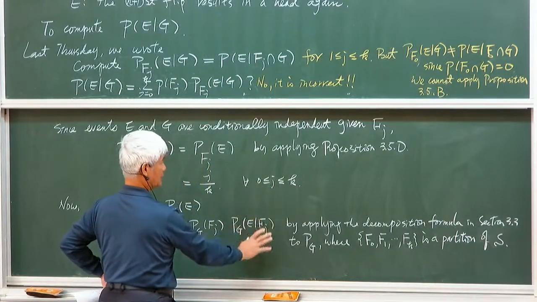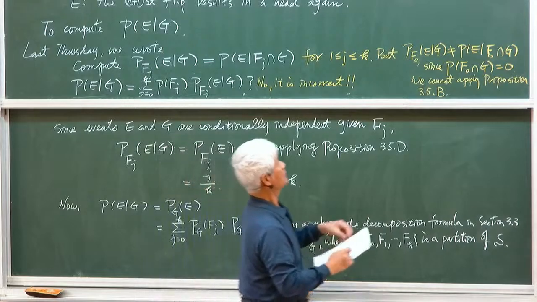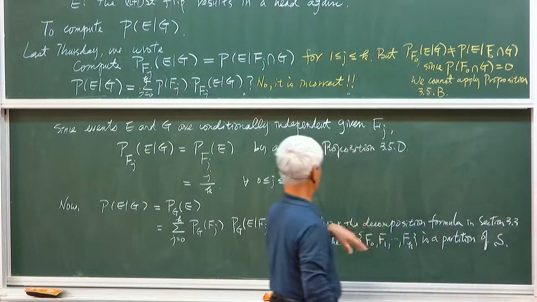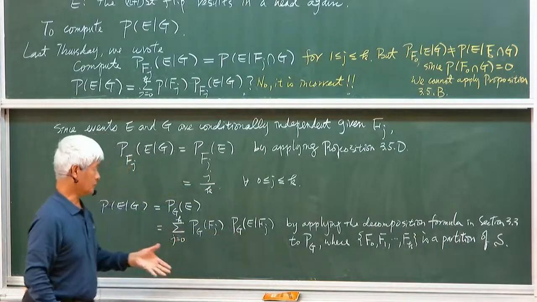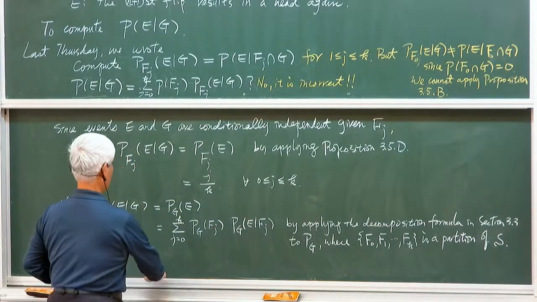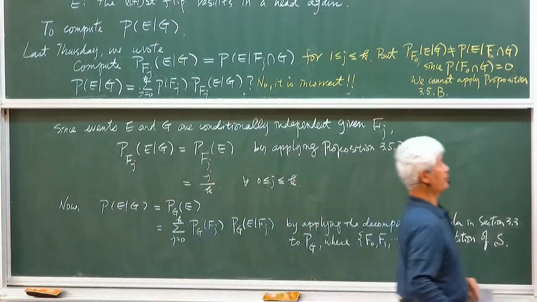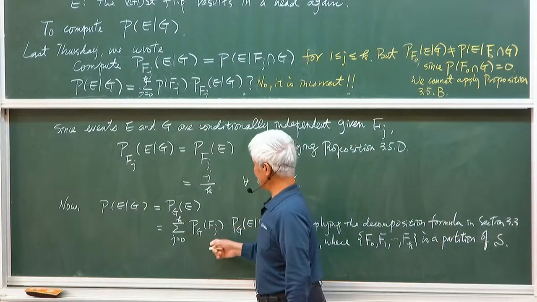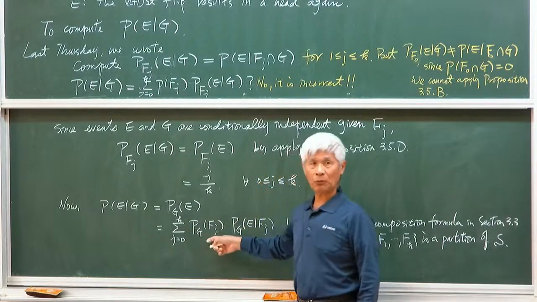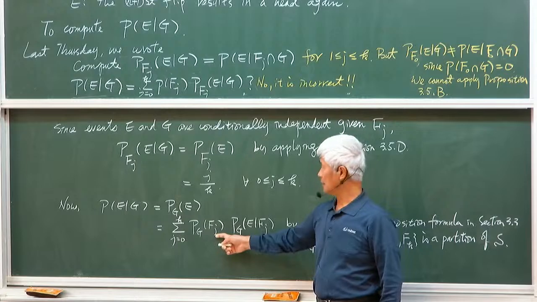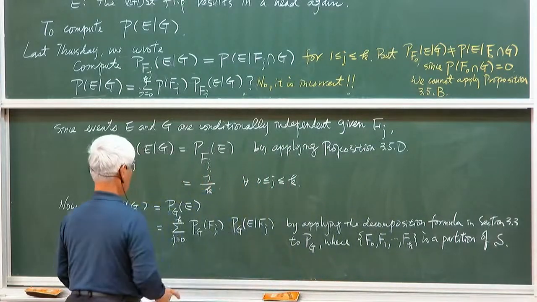If j is from 1 to k, then no problem. You can apply proposition 3.1.b. But if j is 0, then you can't. So we first examine this probability because this is the one-label conditional probability. This is easier to attack, right?